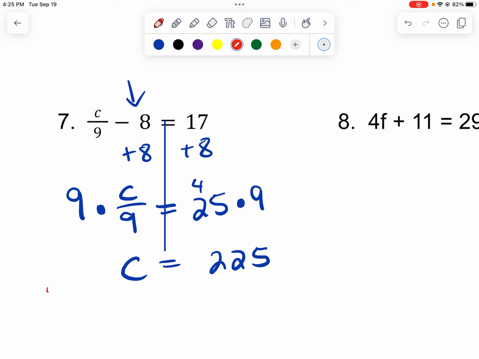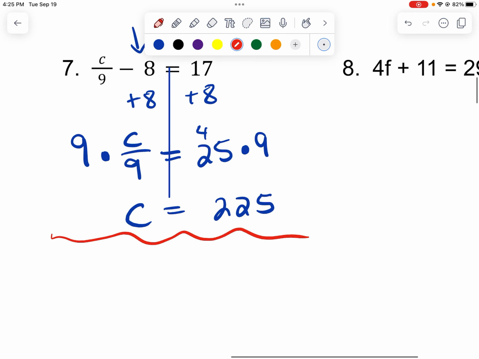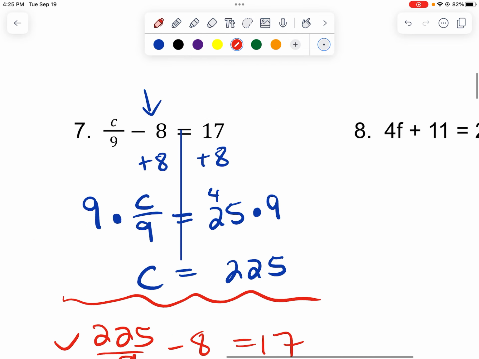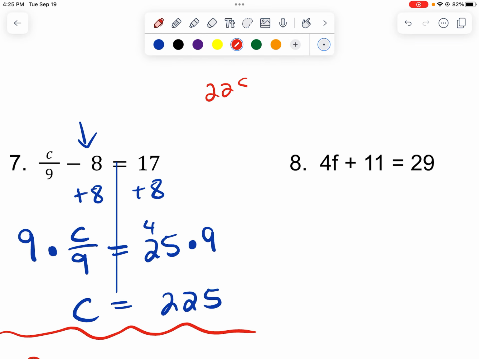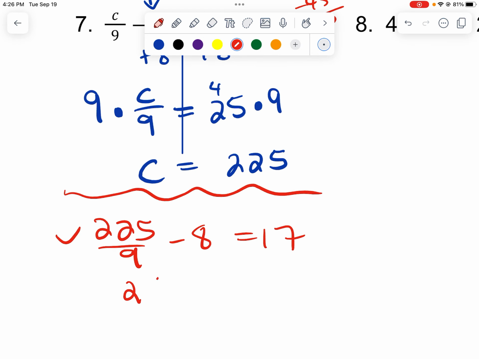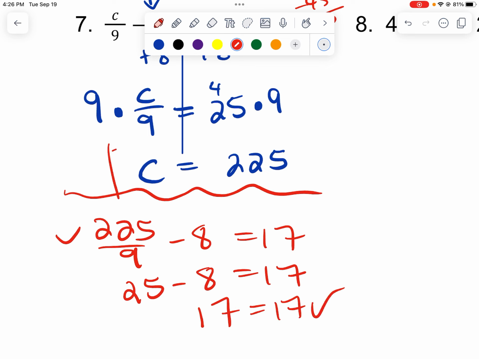So we plug it back in and make sure it's okay. So 225 over 9 minus 8 equals 17. Let's check that out. 225 divided by 9 goes in 2 times 18. 4. That's 5. 45. Yep, that's it. So this is 25 minus 8. So 17 equals 17. So this is your answer.